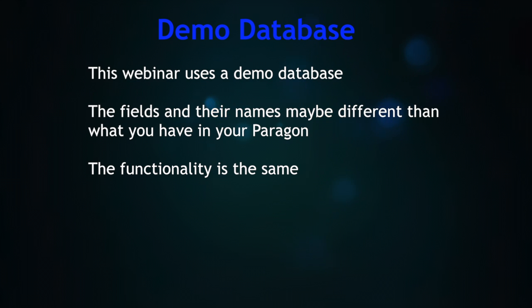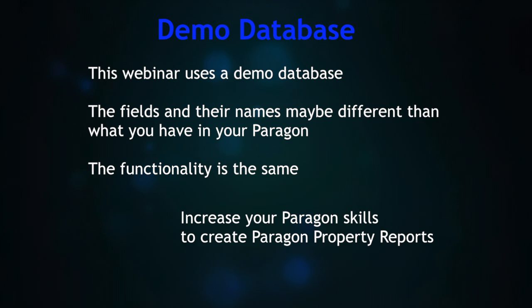Now, this webinar uses a demo database. The fields and their names may be different than what you have inside your Paragon system, and that is okay. Although the labels and the data may be different, the functionality I'm going to show you is exactly the same between your different Paragon systems. Today, I want to increase your Paragon skills relating to creating Paragon property reports. So let's go take a look at creating property reports inside Paragon.